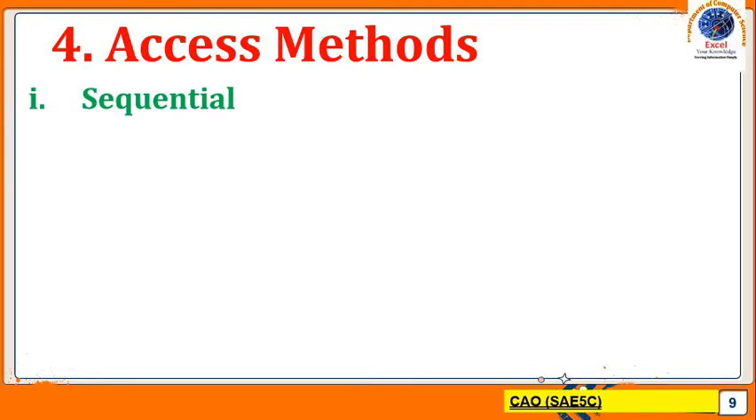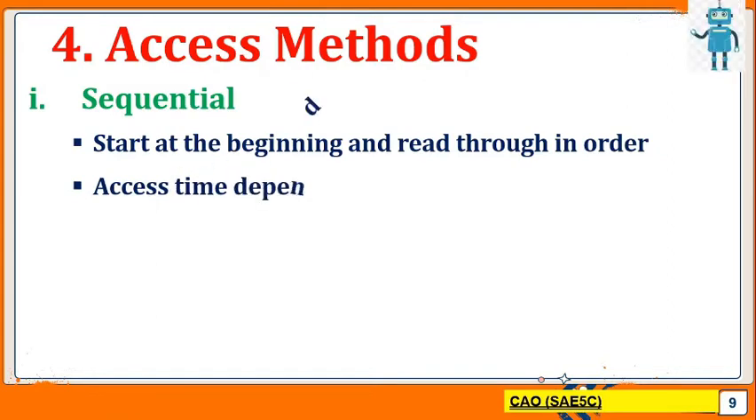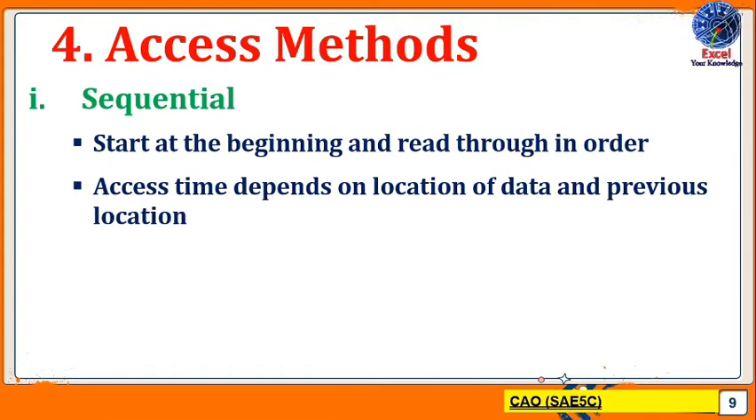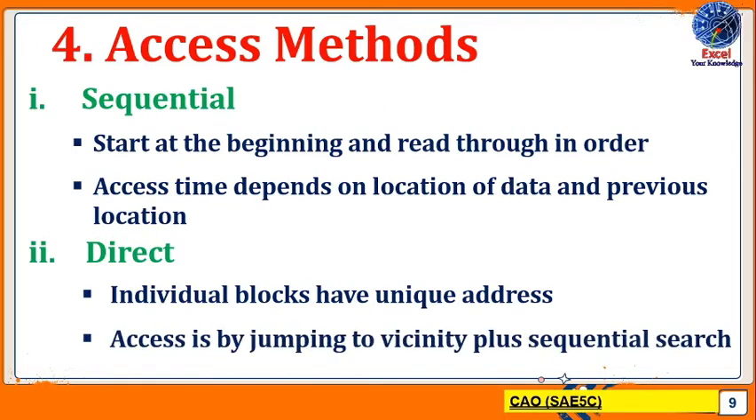First we have the sequential access method, where it starts at the beginning and reads through in order. The access time depends upon the location of the data and the previous location where data has been accessed. The second access method is direct access, where individual blocks of words have unique addresses, and the access jumps to the vicinity and then searches sequentially.